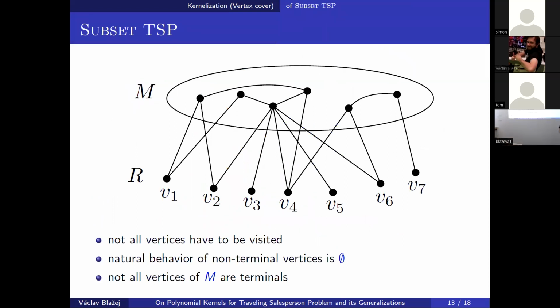Okay, at the beginning I mentioned several generalizations. So subset ESP uses only some vertices as waypoints, so we want to visit only the full vertices here. And now the problem with our approach that I showed before is that some vertices, you may not want to visit them at all. For example, this leaf doesn't need to be visited, so I will not visit it at all. But some other vertices may be necessary for the connectedness of the solution. So what we do is say that the natural behavior, the cheapest way to connect this vertex, is to not connect it at all, and we pay for this connection its weight.